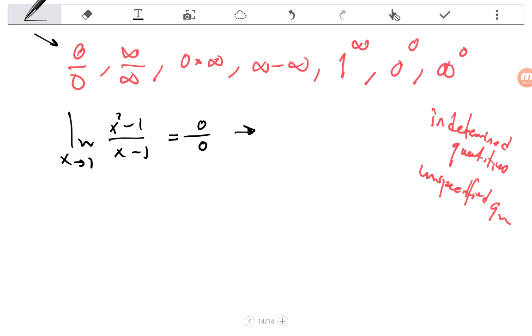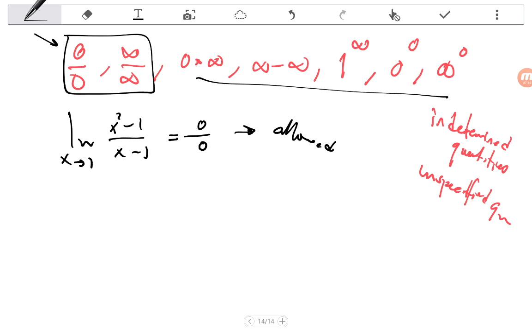Okay? Now what is L'Hopital's rule? L'Hopital's rule only operates on these 2. But if I have any of these expressions, I will convert them to these 2. We'll learn them now in the examples.